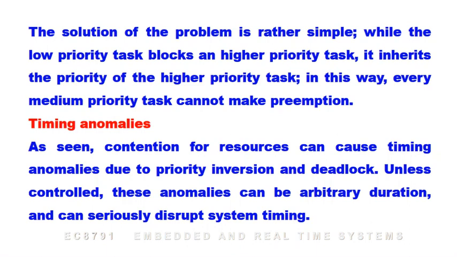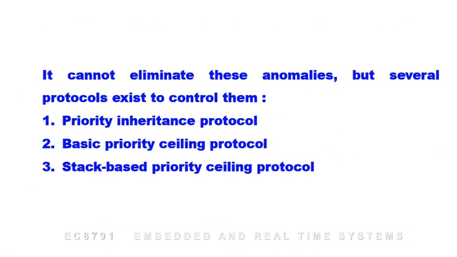Timing anomalies. As seen, contention for resources can cause timing anomalies due to priority inversion and deadlock. Unless controlled, these anomalies can be of arbitrary duration and can seriously disrupt system timing. We cannot eliminate these anomalies, but several protocols exist to control them.